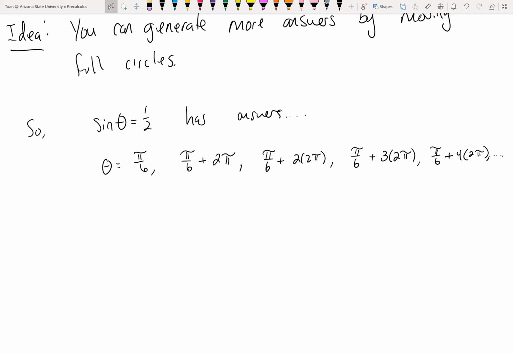Mathematically, in terms of the angles, how do we move a full circle? You just have to add 2pi to them. But of course, we can always go backwards, right? You can get coterminal angles by subtracting a full circle, or subtracting 2 full circles, or subtracting 3 full circles, so on and so forth.